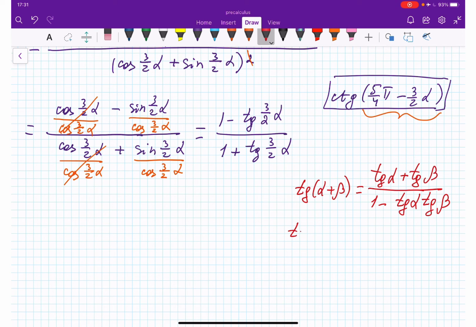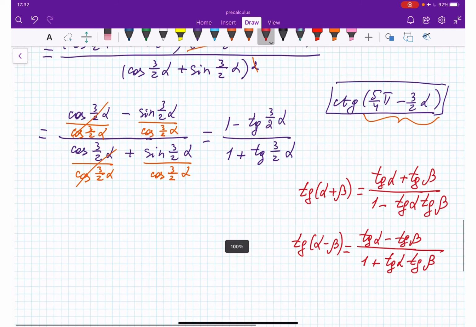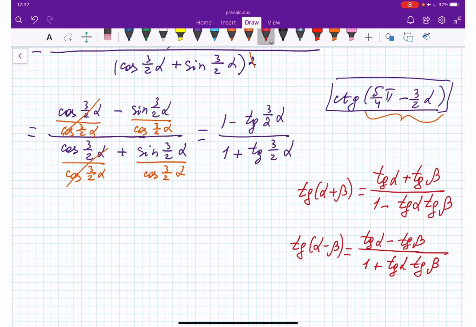And when we have tangent alpha minus beta, it's a different formula. We are getting tangent alpha minus tangent beta divided by 1 plus tangent alpha tangent beta. Okay. All right. So how can I move from this format to this format? Okay, this is what I'm going to do.